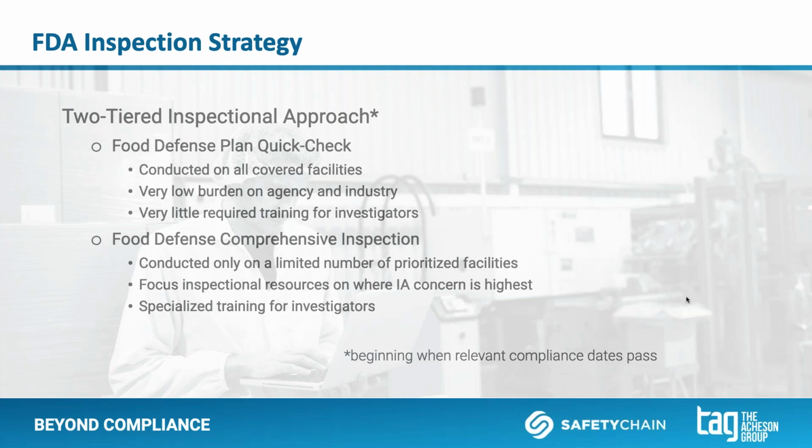The quick checks are expected to occur at the end of any other FDA inspection or any other reason why the FDA is there. It could be for a FSMA assessment. It could be for a GMP assessment. They might be there for a juice HACCP assessment.